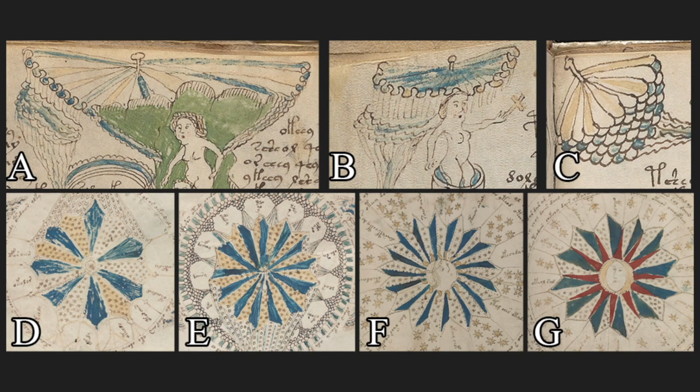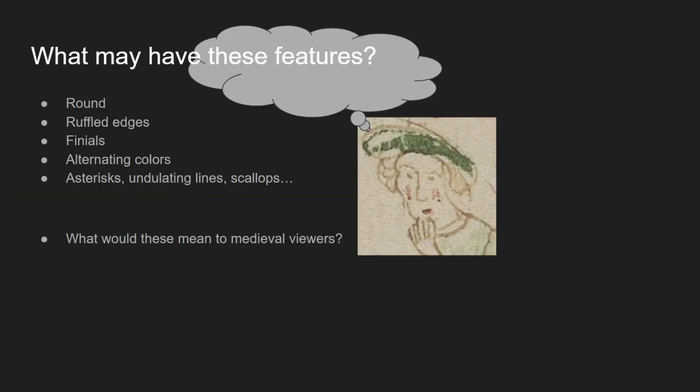We believe that while their context is different, all of these structures are related. Their similarities and their unique features, in combination with each other, all point to one specific source of inspiration. If we focus on their common aspects, a clear set of features emerges. The thing we are looking for is round. It may have ruffled edges, be topped with a finial, and have bands of alternating colors. It may be decorated with motifs like stars, undulating lines, and scallops.